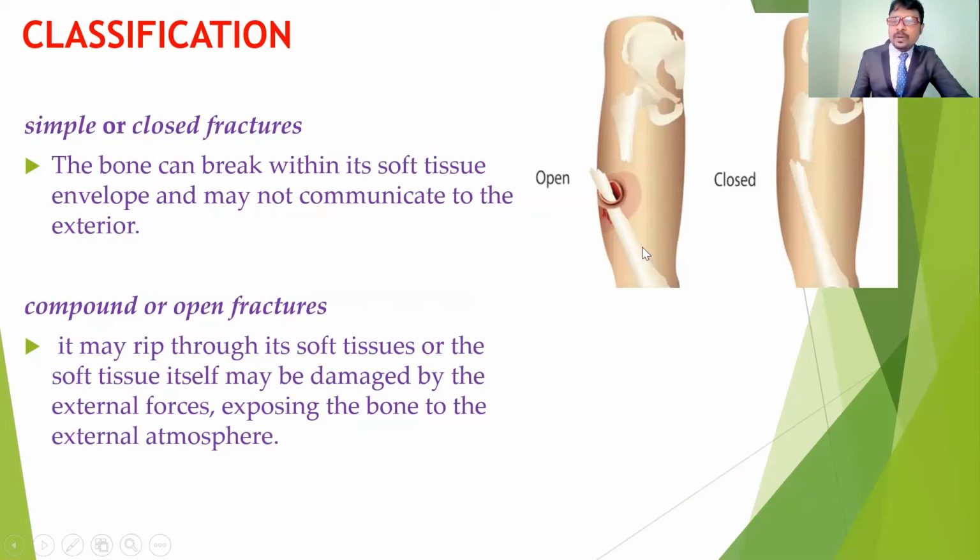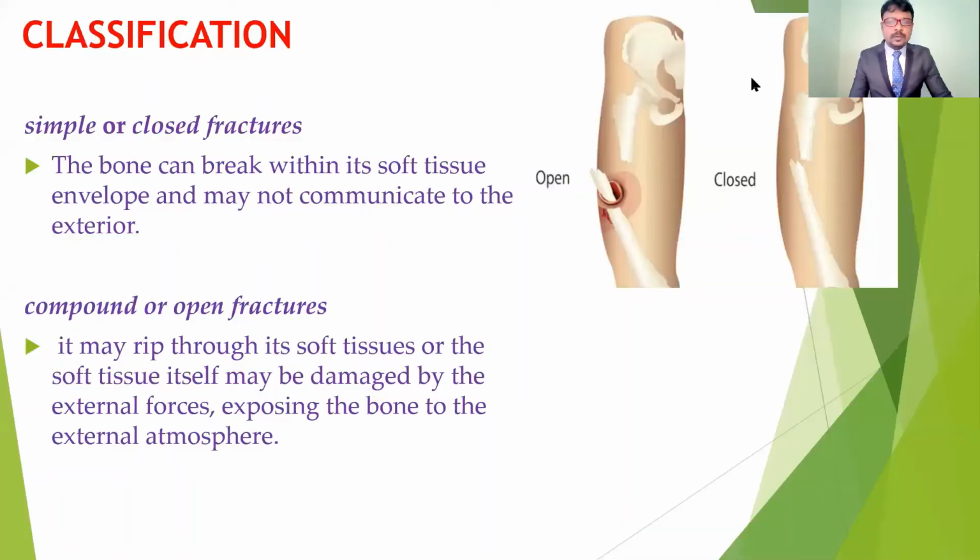In simple or closed fractures, the bone fragments are not exposed to the outside. The bone can break within the soft tissue envelope. The bone fragments stay in the soft tissue and are not exposed outside. Here, there is no bleeding to the outside. Only the fracture occurs, but it stays in the soft tissue.